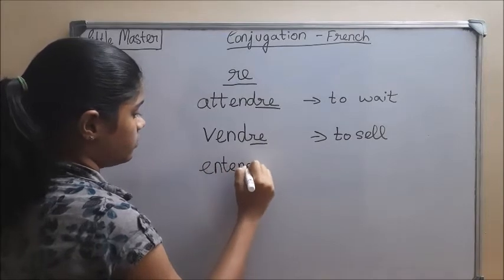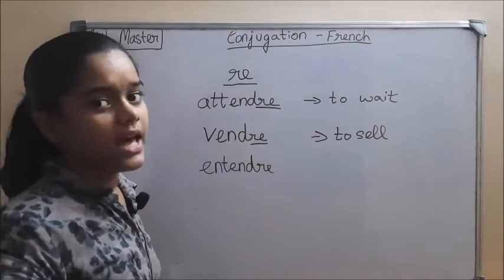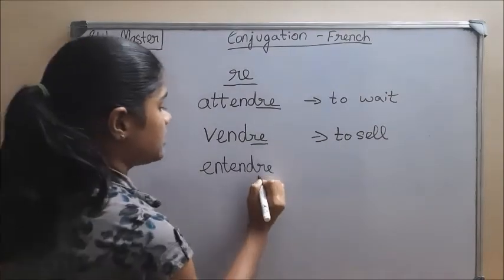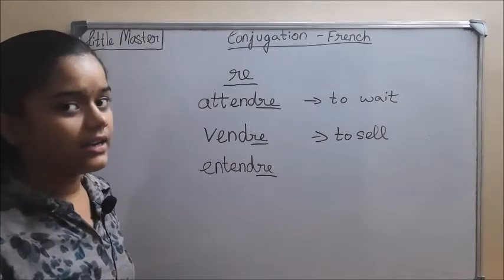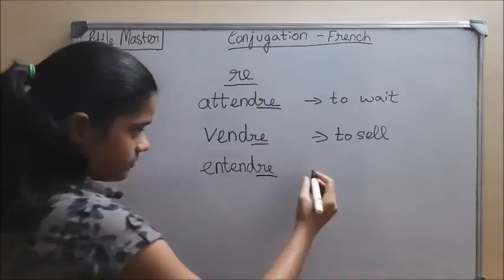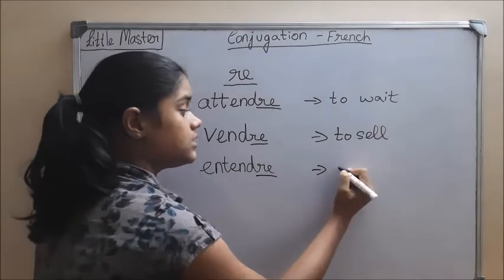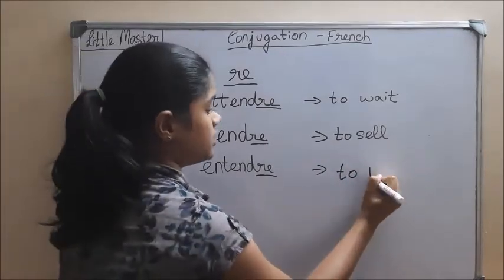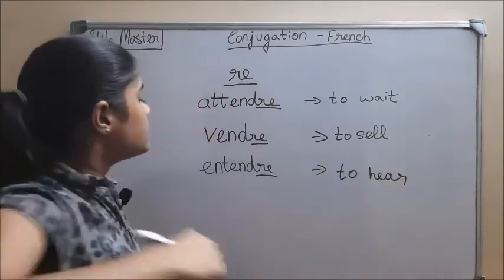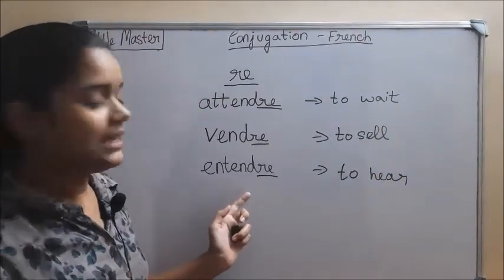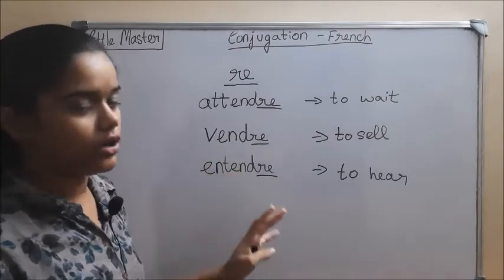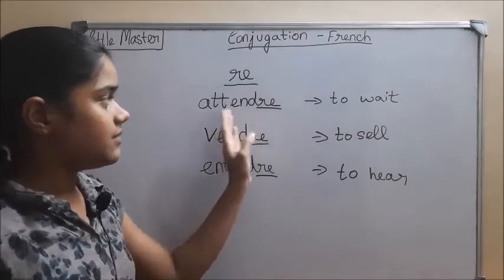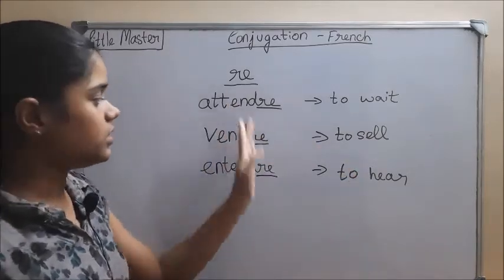entendre. I'll just give you 3 examples and then after that we will go to the next group. Okay. Now, here also we are ending with RE, right? Now, the meaning for this is to hear. Okay, to hear something. So now E-N-T-E-N-D. Now this is what we're going to conjugate with, right? We're done with RE verbs. Now what I want to say is we remove RE and then we conjugate. This is what is known as RE verbs.